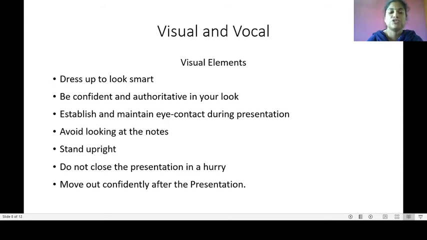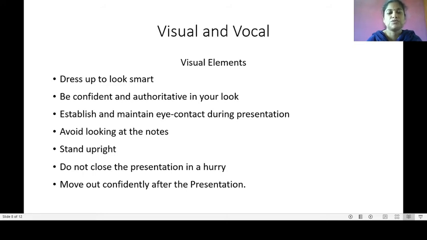And the posture. Next most important thing is the posture. What is posture? The way the person stands on the stage or while making a presentation. Drooping shoulders give out a wrong message that the person is not confident, low confidence level. So stand upright. Have an authoritative look, stand upright, dress smart, establish eye contact, and do not close the presentation in a hurry. Don't try to make your presentation in a hurry. Don't rush it up.